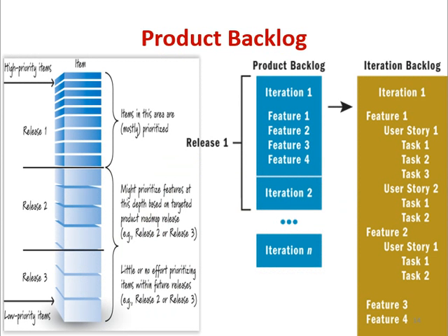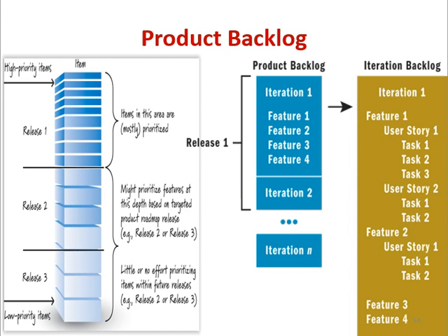Product backlog, though we have discussed it many times, let's discuss it quickly in a quick view. So we have all the requirements in one place, in a stacked fashion. In release 1, the highest priority items are at the top and the low priority items are at the bottom. If you can see, the dark blue ones are the high priority and the light blue ones are the lowest priority.